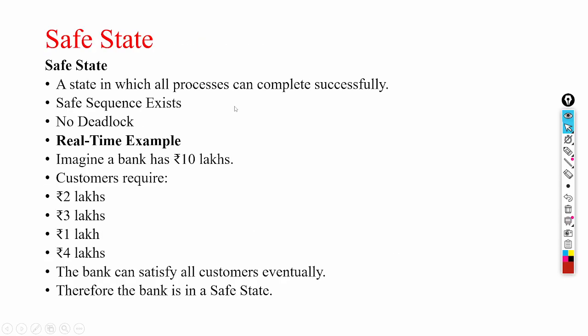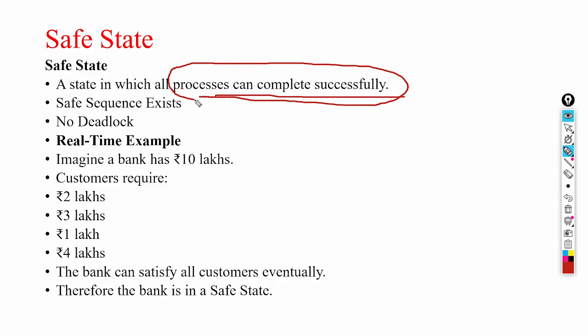Now, what is the safe state? A safe state is a state in which all processes can complete successfully. When the processes complete successfully, then we call it a safe state. A safe sequence exists. Since all processes can eventually finish the execution, the deadlock does not occur, right? Processes are completed one by one, so there is no chance of deadlock occurring.